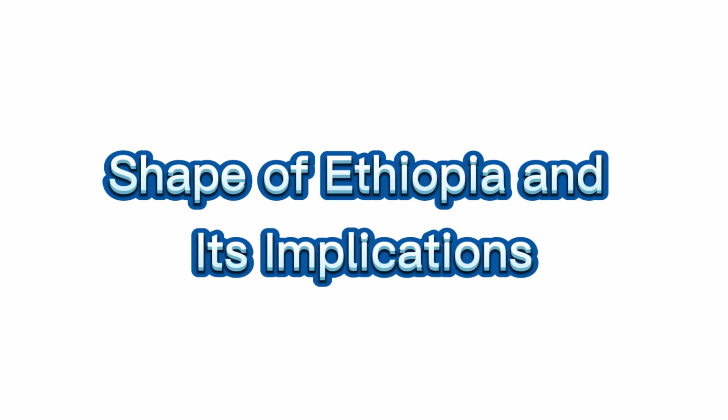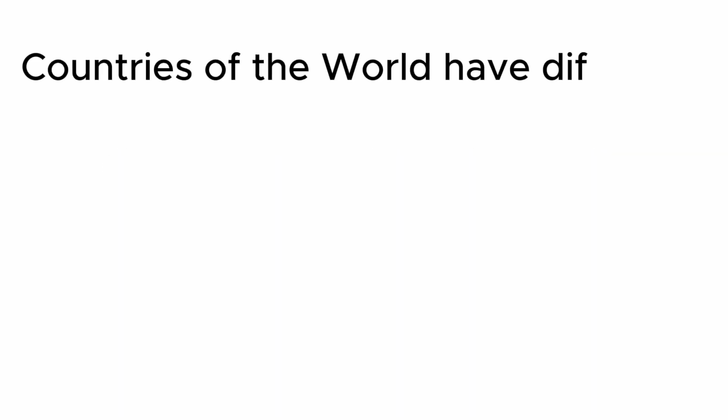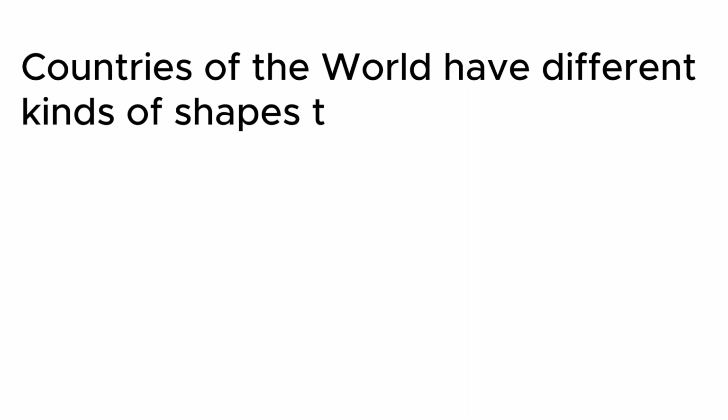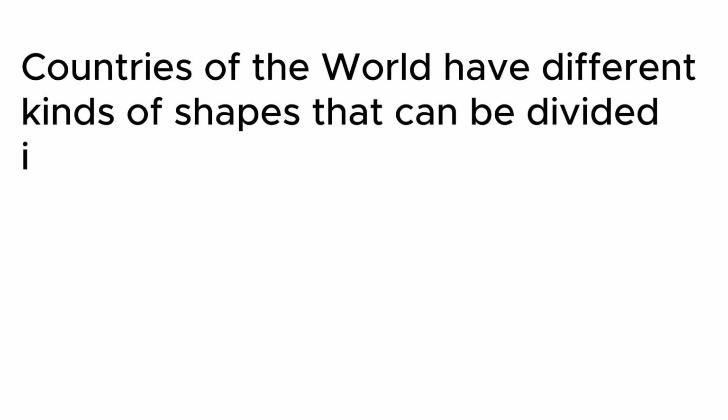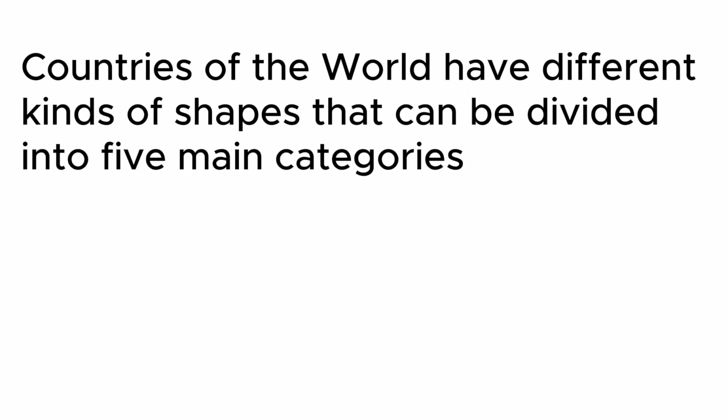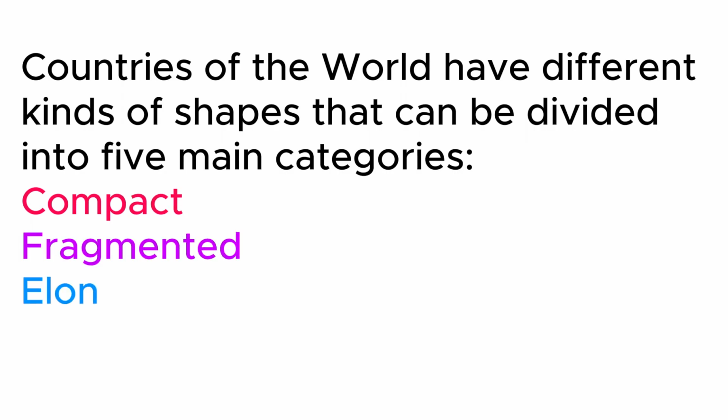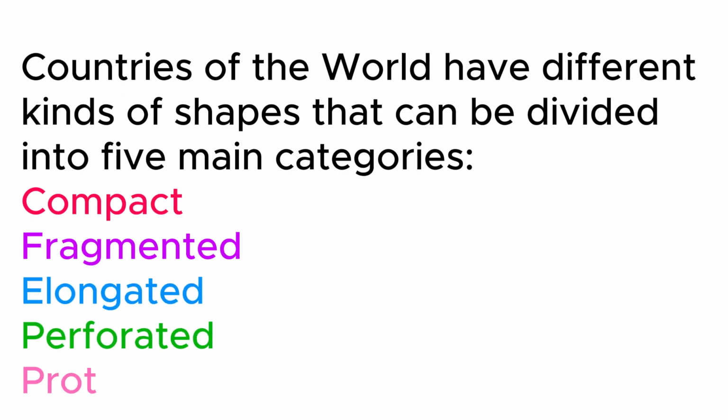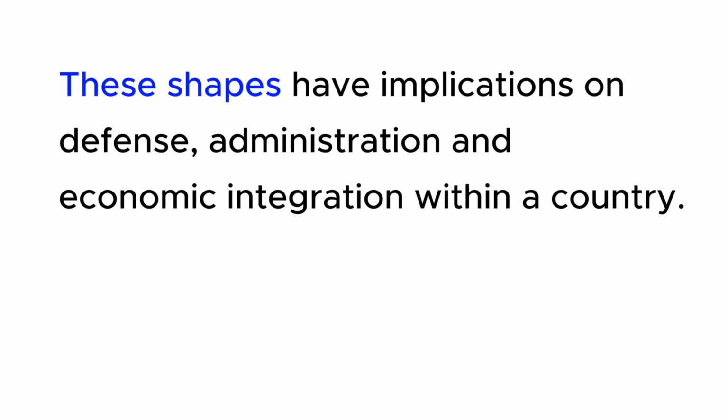Now that we have covered its size, let's examine the shape of Ethiopia and its implications. Countries of the world have different kinds of shapes that can be divided into 5 main categories: compact, fragmented, elongated, perforated, and protruded. These shapes have implications on defense, administration, and economic integration within a country.